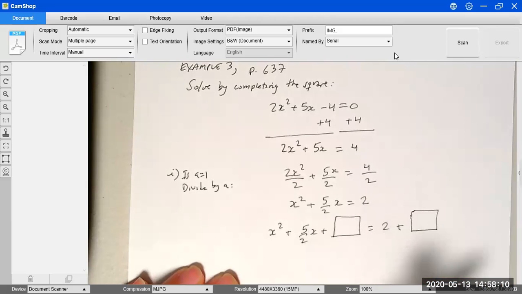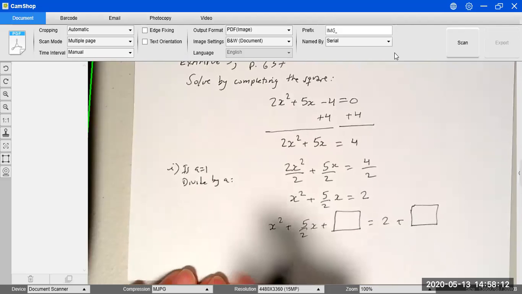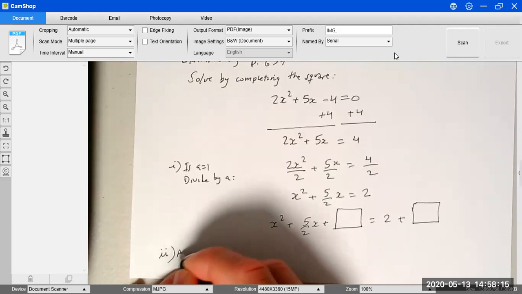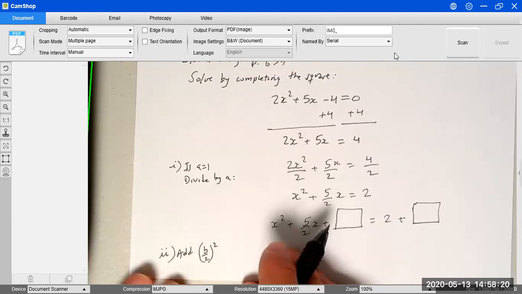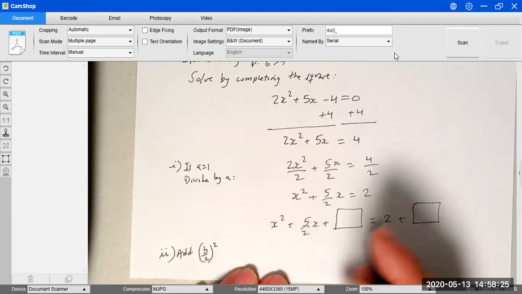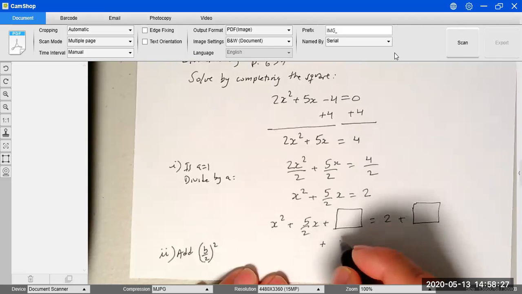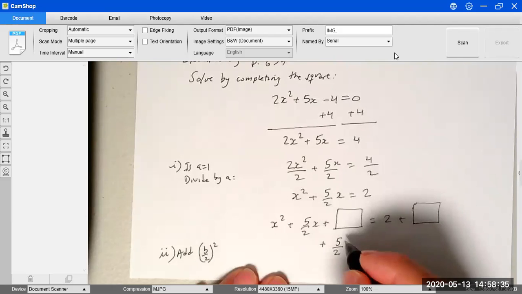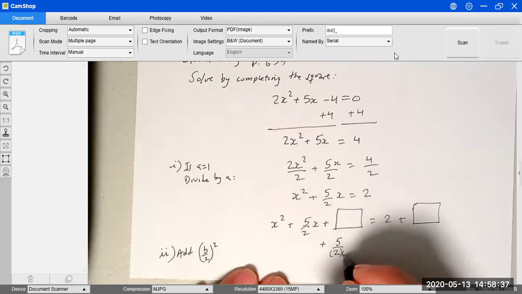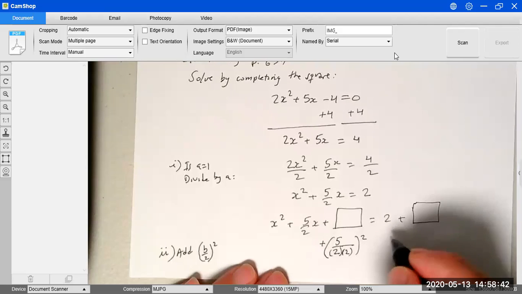To complete the square on the left hand side, we're going to add b over 2 squared to both sides of the equation. Here b is 5 over 2 again, so this is 5 over 2 times 2, squared, and that's the same thing that we're going to add on the right hand side.